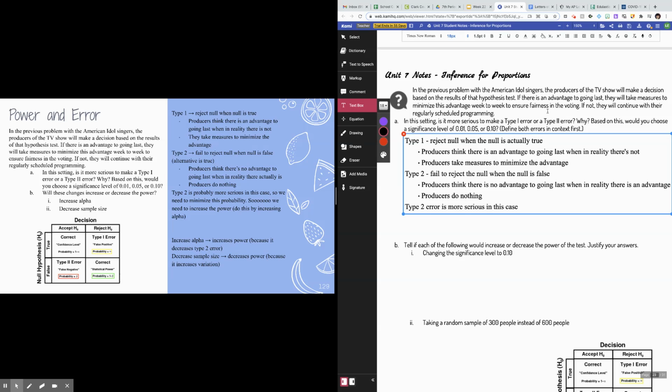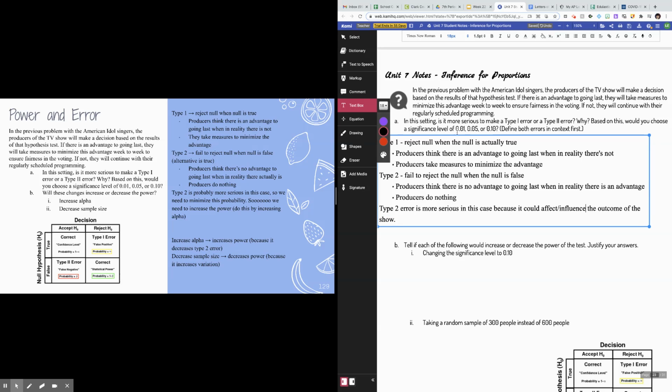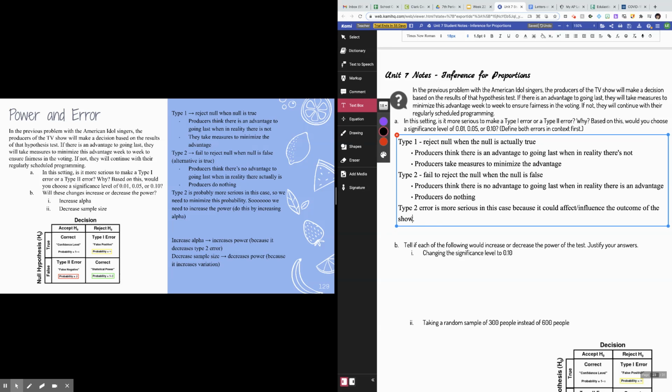Okay. And why? Well, it's more serious because it could affect the outcome of the show, right? It could affect or influence the outcome of the show and the votes, and how people vote. Okay, so if type 2 is more serious, I need to minimize this, right? We need to minimize type 2 error as much as possible, okay?